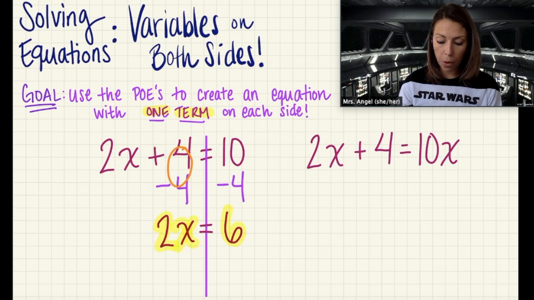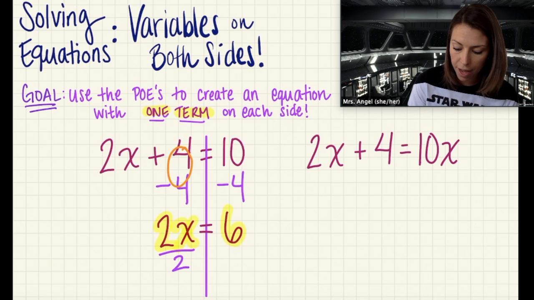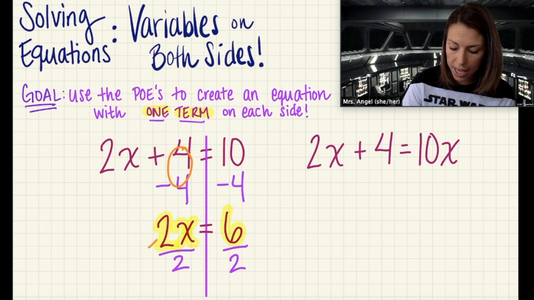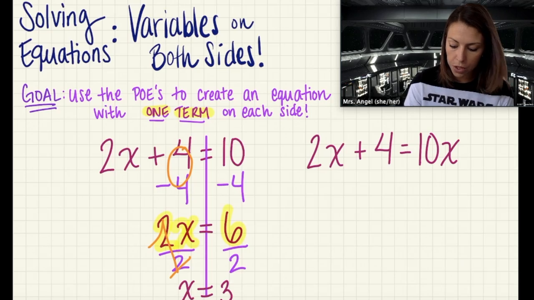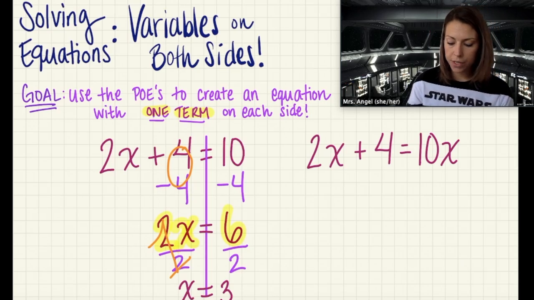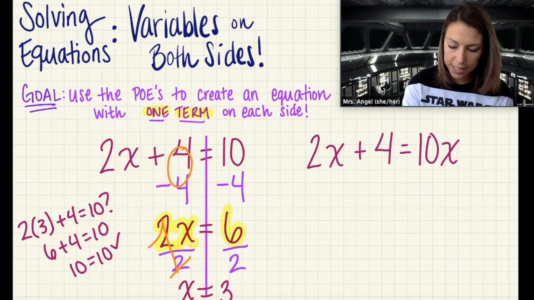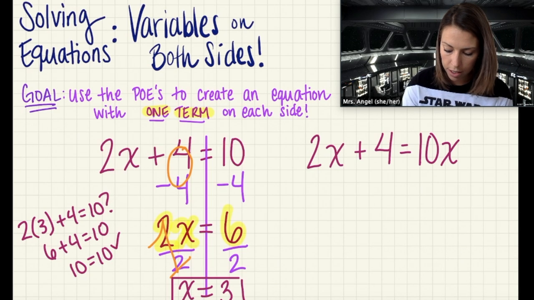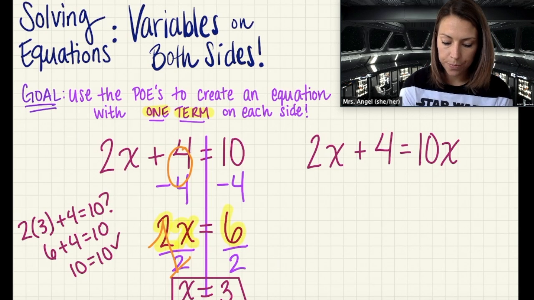Why is this important? Because after this, it's pretty simple to solve. You just use your division property of equality to divide both sides by 2, creating a big 1 factor, and we're left with x equals 3. We can do a quick check off to the side. So this is our solution to the equation.